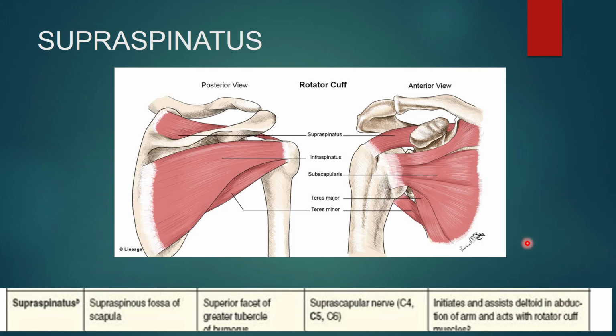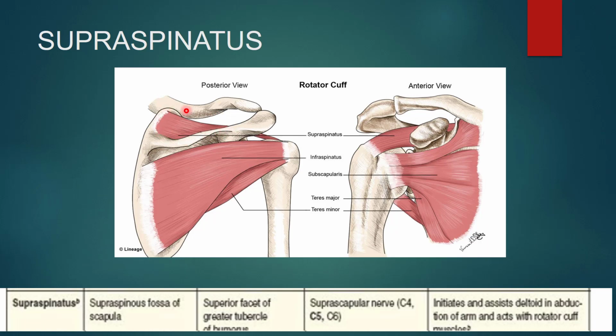Number 2 muscle is supraspinatus. Can you see this muscle here? This is the supraspinatus muscle. Why is it named supraspinatus? Because it is above the spine of the scapula. Supra means above, and spinatus refers to the spine of the scapula.